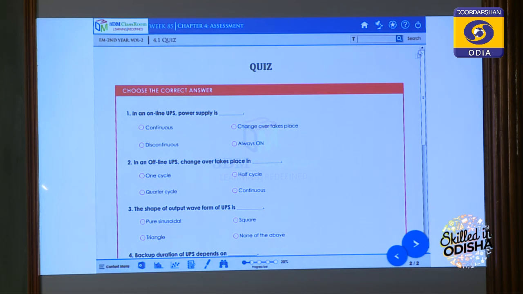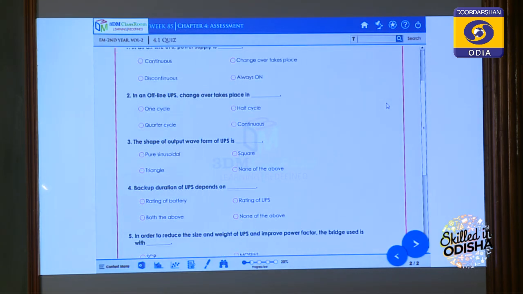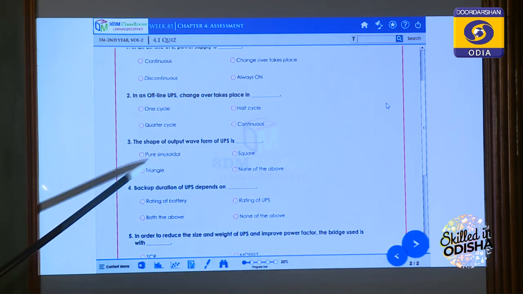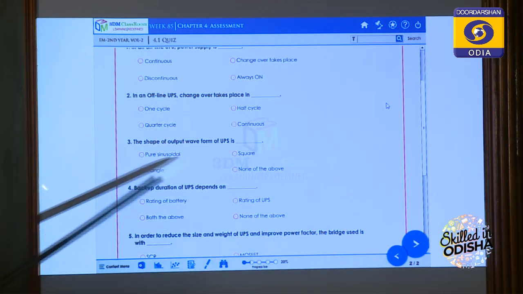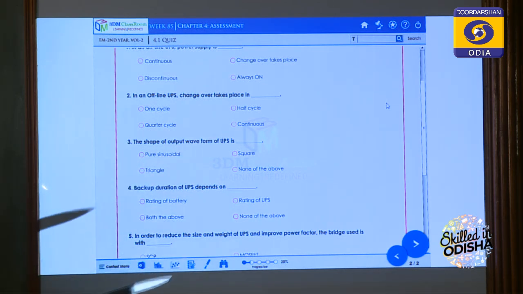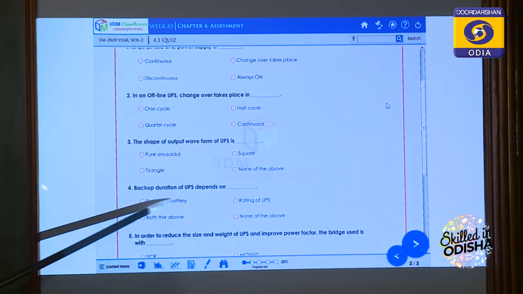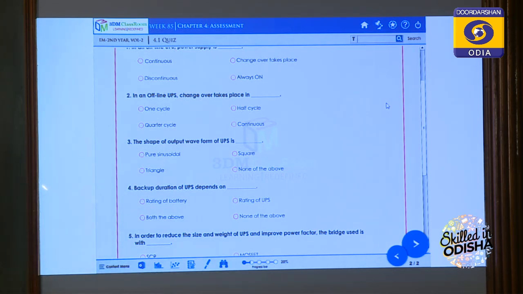Third question, the shape of the output wave in a UPS is in what mode? Sinusoidal mode, square mode, triangle mode. Fourth question, backup duration of a UPS depends on what? The battery giving the backup, it depends on what? The rating of the battery, the rating of the UPS, or both.